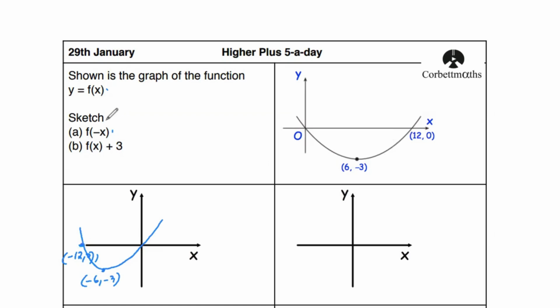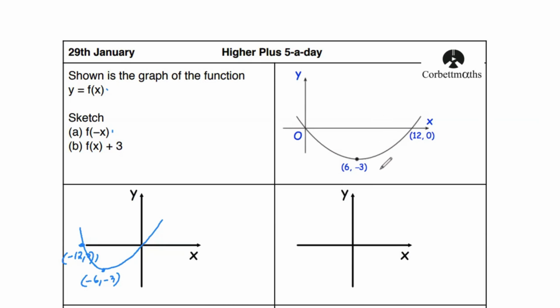Then the next one says sketch the graph of f of x plus 3. Whenever you directly add or subtract a value to the f of x, that means you're moving along the y-axis. If you add something, you move the graph up. If you're subtracting something, you move the graph down. So this graph will move 3 units up.